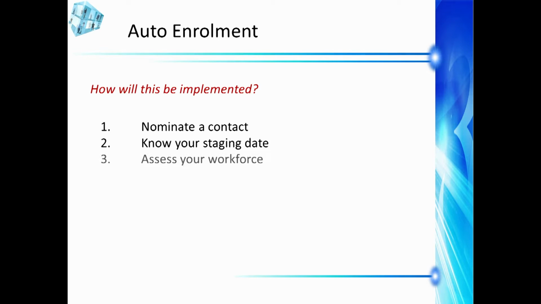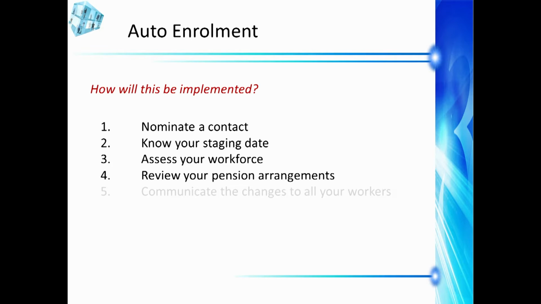So how will this be implemented? Basically, there's 8 steps you need to be aware of. The first one is to nominate a point of contact at the pensions regulator. You don't have to do this, but there are some benefits to you if you do so, and we'll explore those. You need to know your staging date, and you need to assess your workforce into a number of categories. You need to make sure that you've got a pension in place in which those workers can be auto-enrolled into, and of course you need to tell your workers that this is happening.